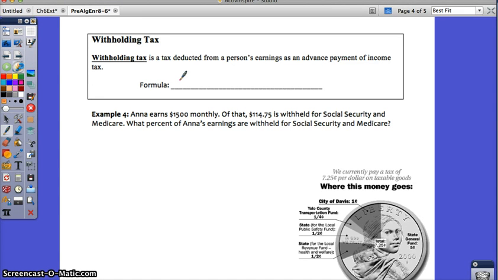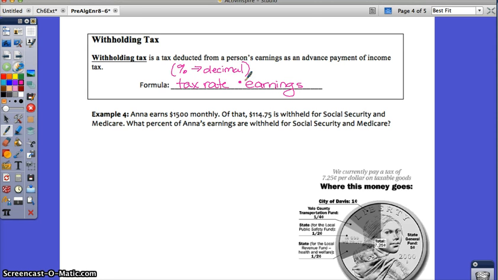So when we find our withholding tax, we take the tax rate and we multiply that by how much you earn. So hopefully you're seeing a pattern here. It's always rate times some amount. Each situation, that amount stands for something else, but the work is really the same. Again, that percent must be a decimal, so make sure you fill that in.